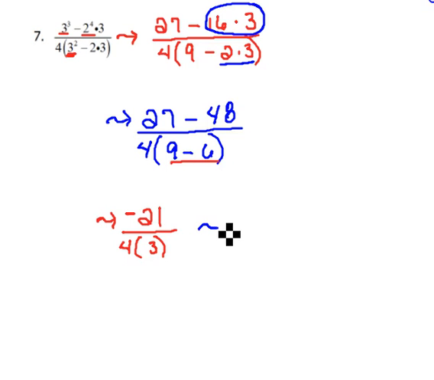All right, now in our next step, there is nothing else to do in the numerator, but there is still something to do in the denominator. We still have a multiplication step to complete. So 4 times 3 would be 12.